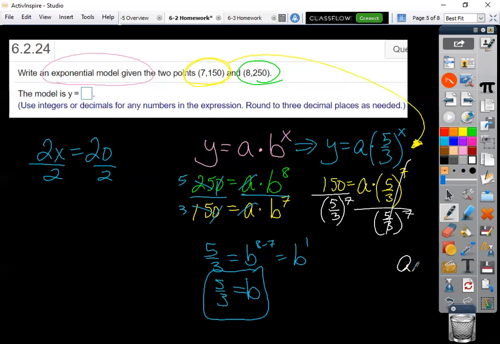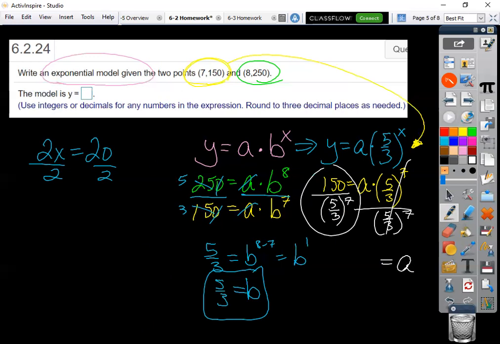So then my a, whatever this works out to, be really careful you're dividing by this 5/3 and you get the whole 5/3 to the 7th. Maybe I'll just jump over to Desmos to demonstrate that. I'm going to really make sure that I do have it like that. 150 divided by the 5/3, the whole 5/3 to the 7th.